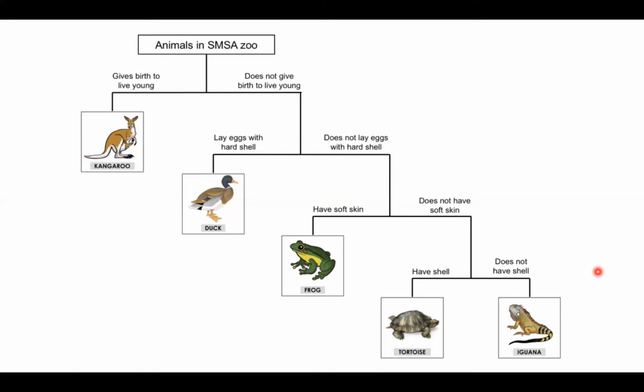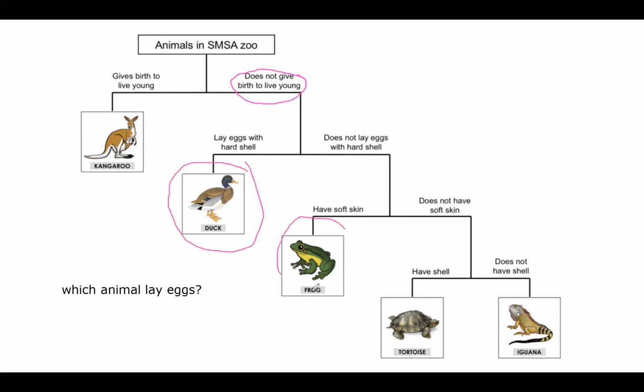So once you have drawn this classification key, it's very easy for you to identify which animal has which characteristics. For example, let me ask a question. Which animals lay eggs? Okay, so from this classification key, the group that lays eggs is this group here, the group that does not give birth to live young, in other words. So which animals are those? It is the duck, the frog, the tortoise, and the iguana. So those are animals that lay eggs.